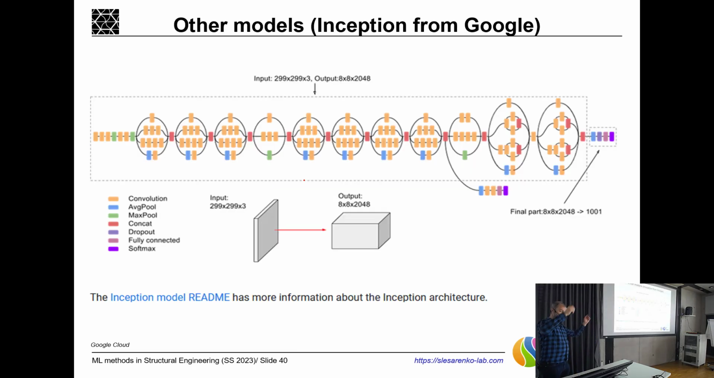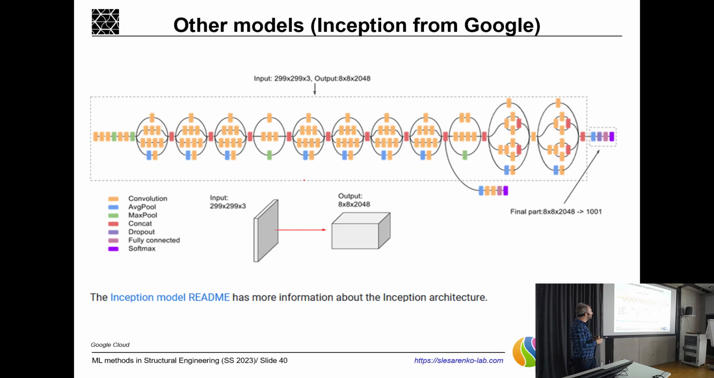Now, of course, the systems are much more complicated. One of these very famous models is called Inception, and actually it's named after the movie, surprisingly, because we need to go deeper, according to the authors. So this is the Inception model, the last version, and all these small orange blocks are actually convolutions.